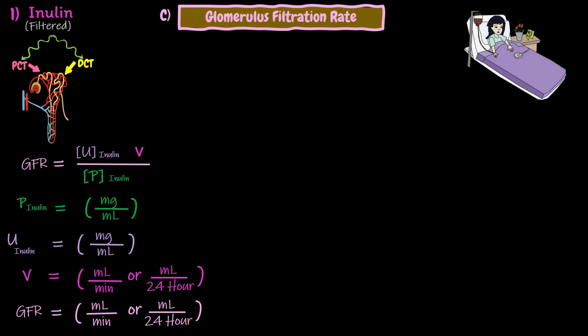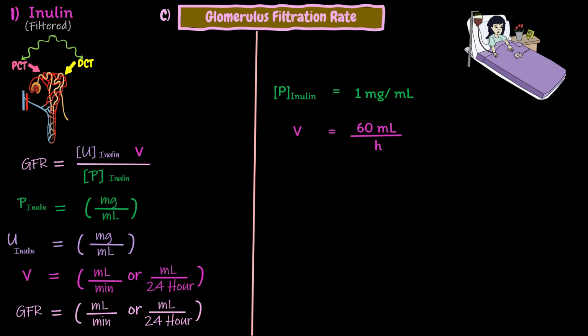Let's understand it through an example of calculation of glomerular filtration rate using this equation. Inulin is infused in a patient to achieve a steady-state plasma concentration of 1 milligram per milliliter. A urine sample collected during 1 hour has a volume of 60 milliliter, and an inulin concentration of urine is 120 milligram per milliliter. What is the patient's glomerular filtration rate?